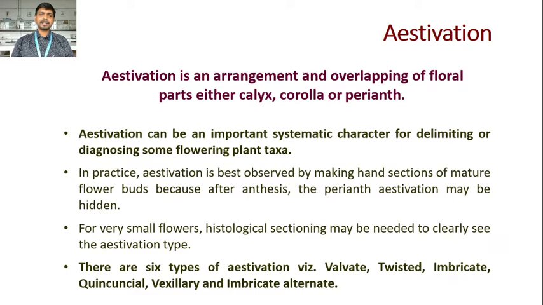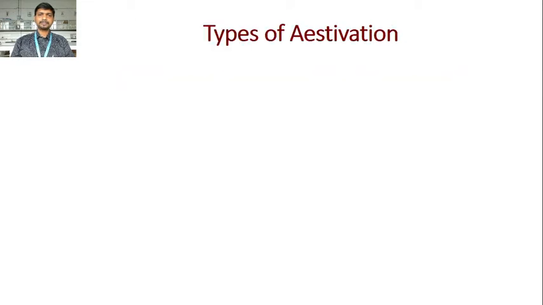I repeat it once again. Estivation is the arrangement and overlapping of floral parts, either calyx, corolla or perianth. There are 6 types of estivation: valvate, twisted, imbricate, quincunxial, vexillary and imbricate alternate. One by one we are going to study these 6 types of estivation.